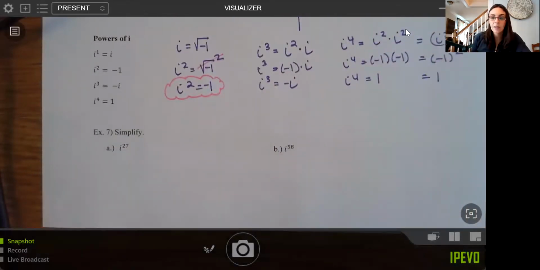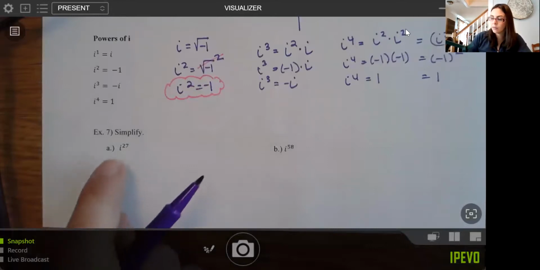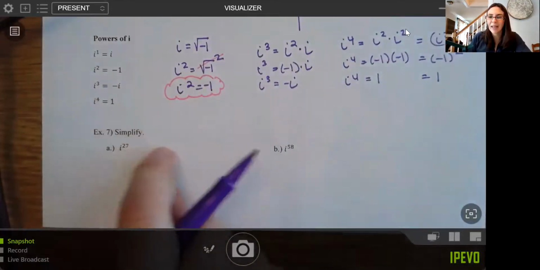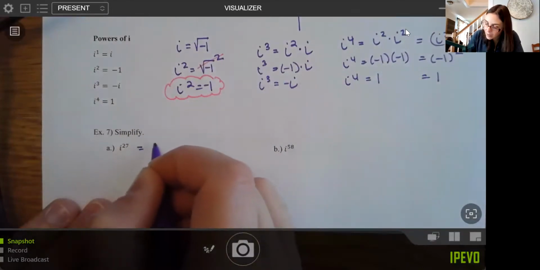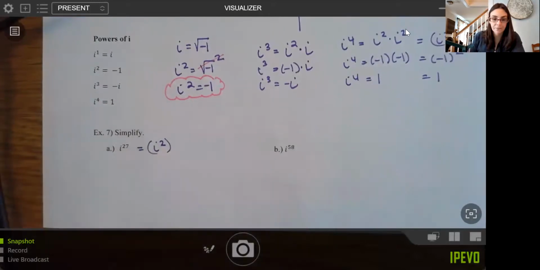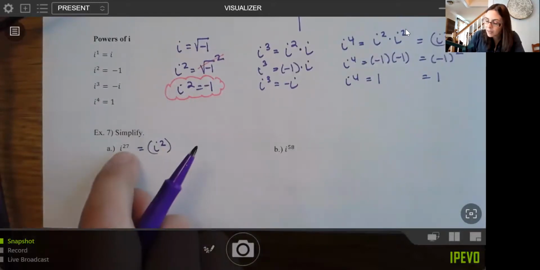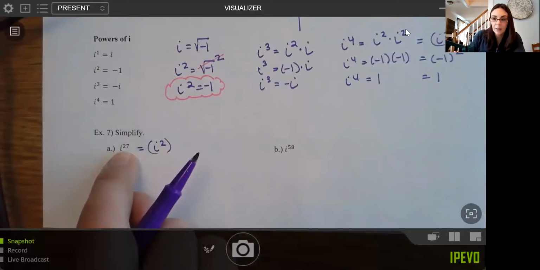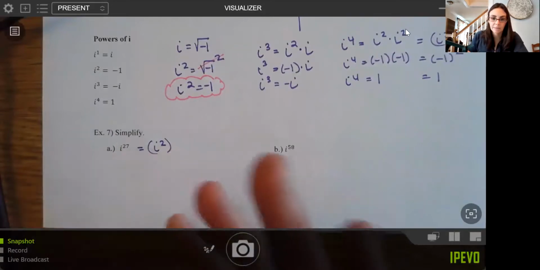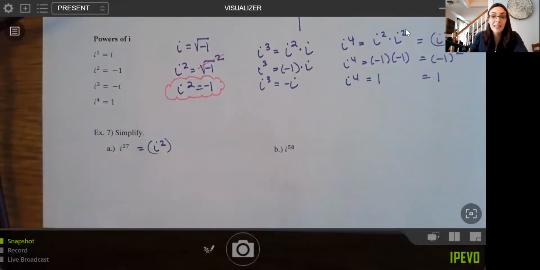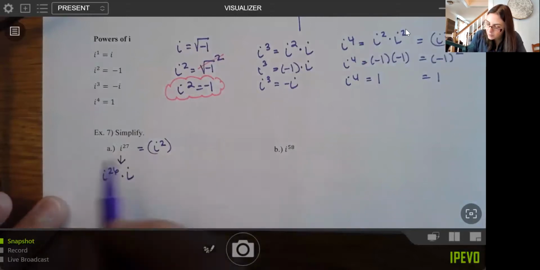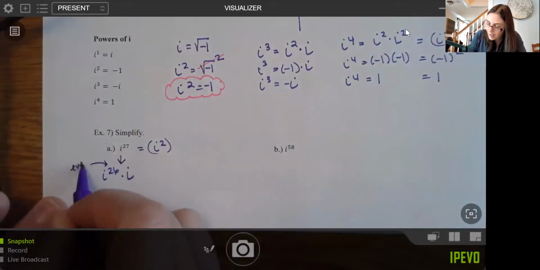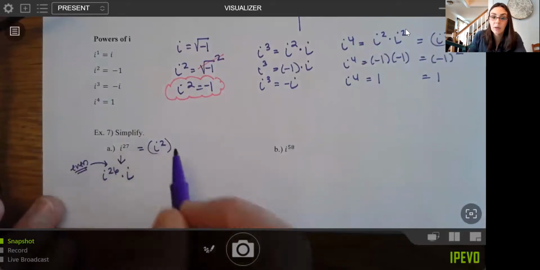So here we have i to the 27. Now I don't really want to write 27 i's out or anything like that. I want to try to simplify it, and I want to remember that my i squared is my base idea. So if I think about the number 27, well, that's an odd number, so 2 doesn't go into it evenly. But 26 would, right? So what I could do first is think of this as i to the 26 times i. I'm looking for an even power because then I can use the idea of a 2 here.